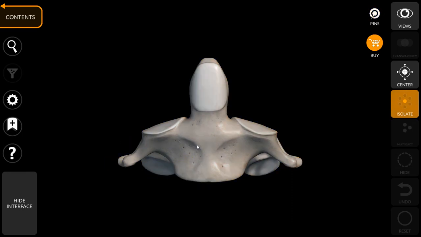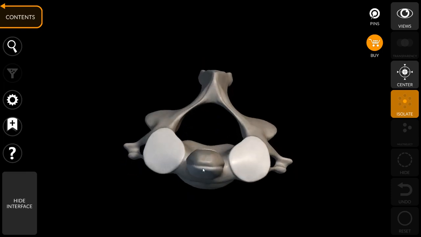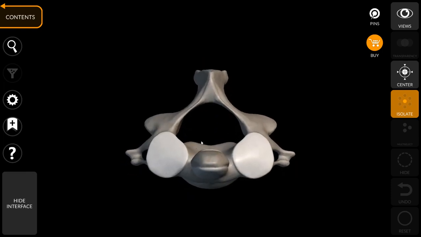The next most inferior vertebra is called the axis. The axis has this projection, that's a superior projection, called the dens, D-E-N-S. The axis also has a large vertebral foramen and also lateral to that, transverse foramens.